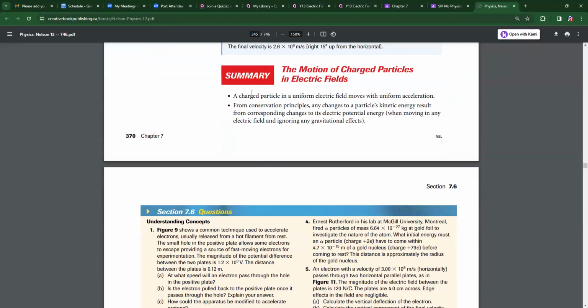Okay, and summary. When a charged particle is in an electrical field, it is in a uniform electric field. So it's between two plates, it's a uniform field, and acceleration will be constant. So acceleration is constant, which means speed will increase at a constant rate. And we can find the change in kinetic energy from the corresponding changes of electric potential energy.